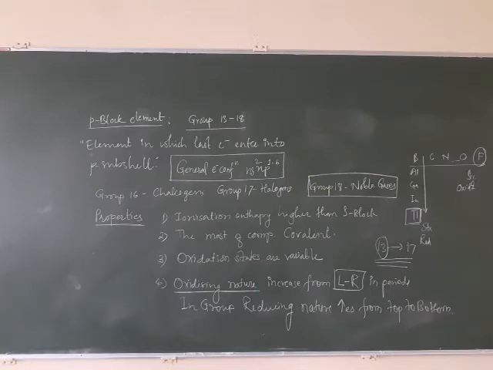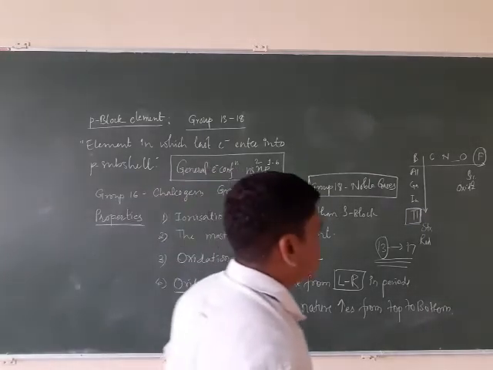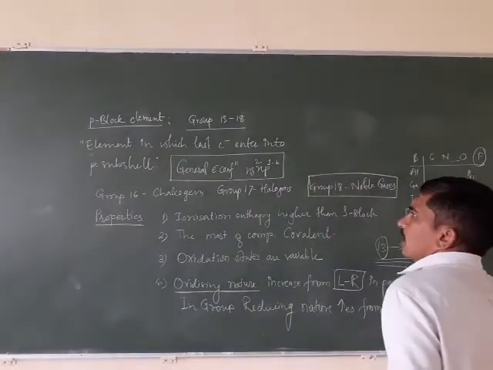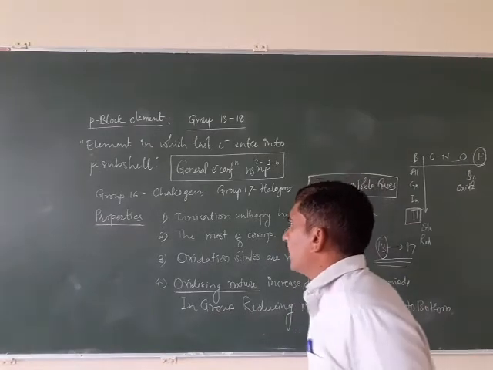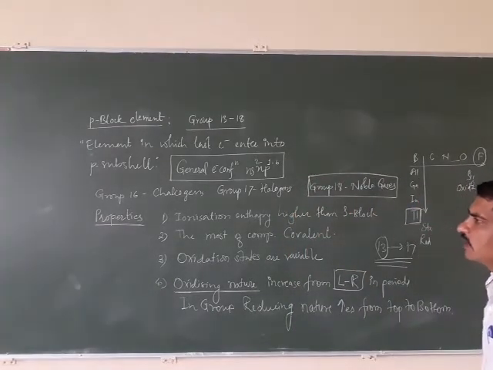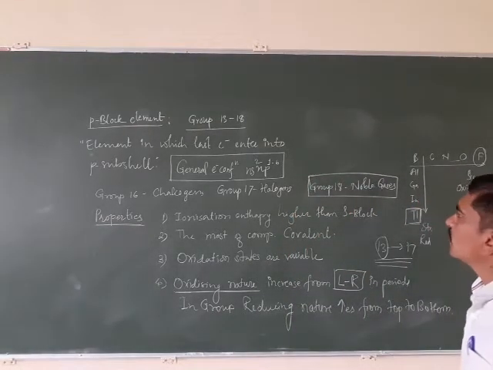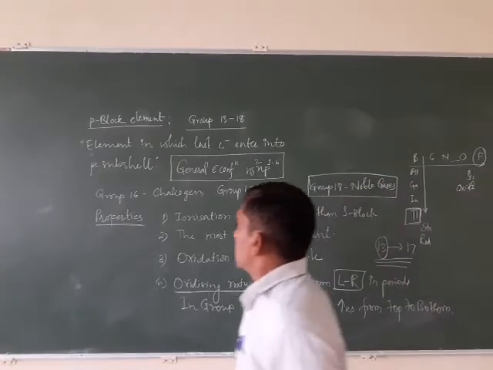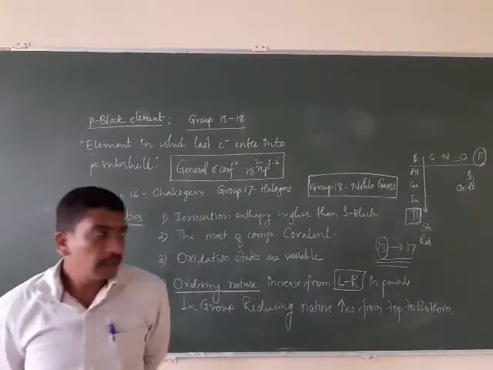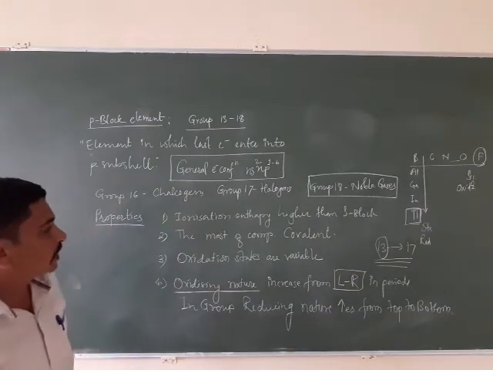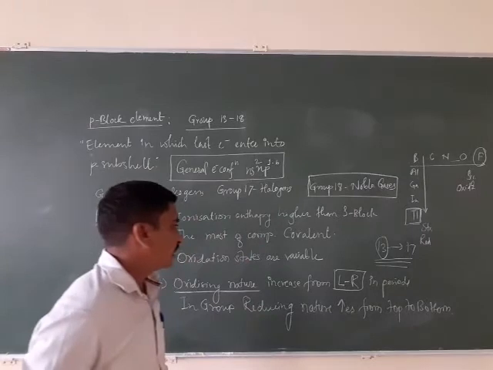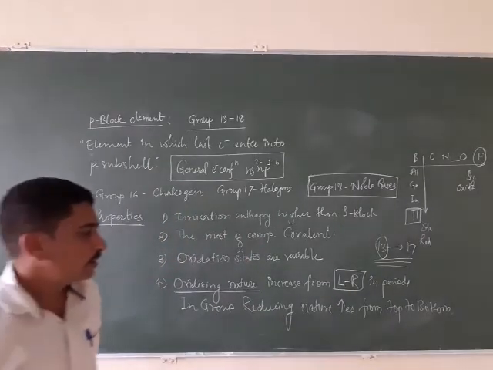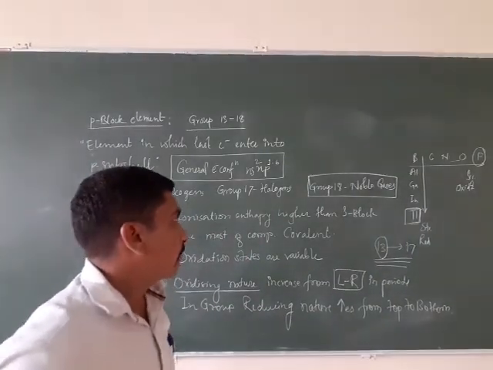This is regarding the p block. The elements in which the last electron enters into p orbital or p subshell are called p block elements, and group 16 are called chalcogens, 17 halogens, 18 noble gases. Ionization enthalpy is higher than s block, most compounds are covalent, oxidation state is variable, oxidizing nature increases from left to right, reducing nature increases from top to bottom.